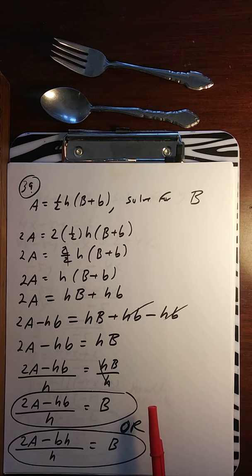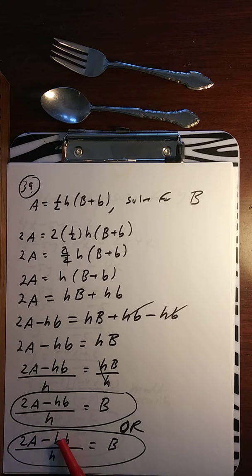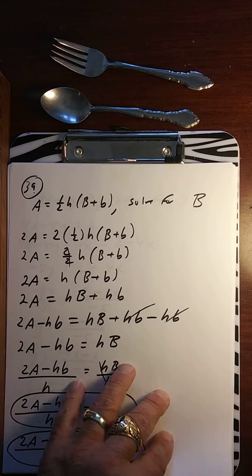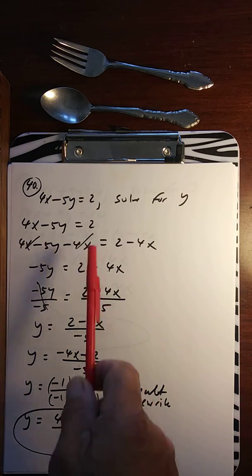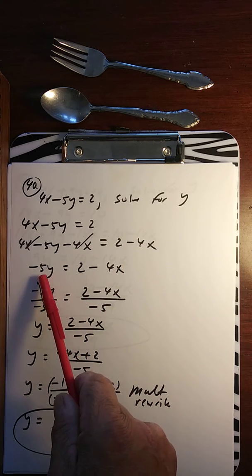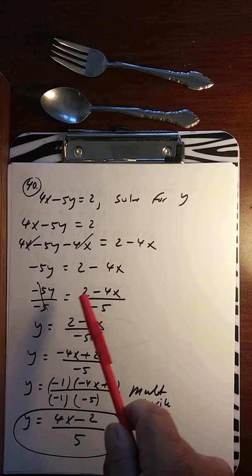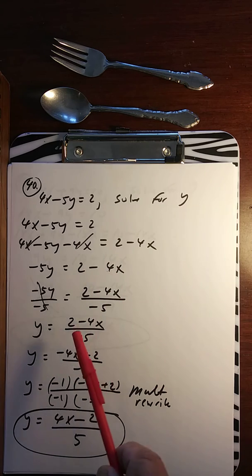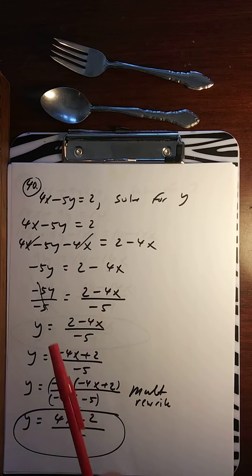Or instead of HB, you can write BH. 2A minus BH over H, same thing. Solve for Y. So minus 4x. So negative 5y equals 2 minus 4x. Then divide by negative 5. We have this. Or we can rewrite it, negative 4x plus 2 over negative 5.